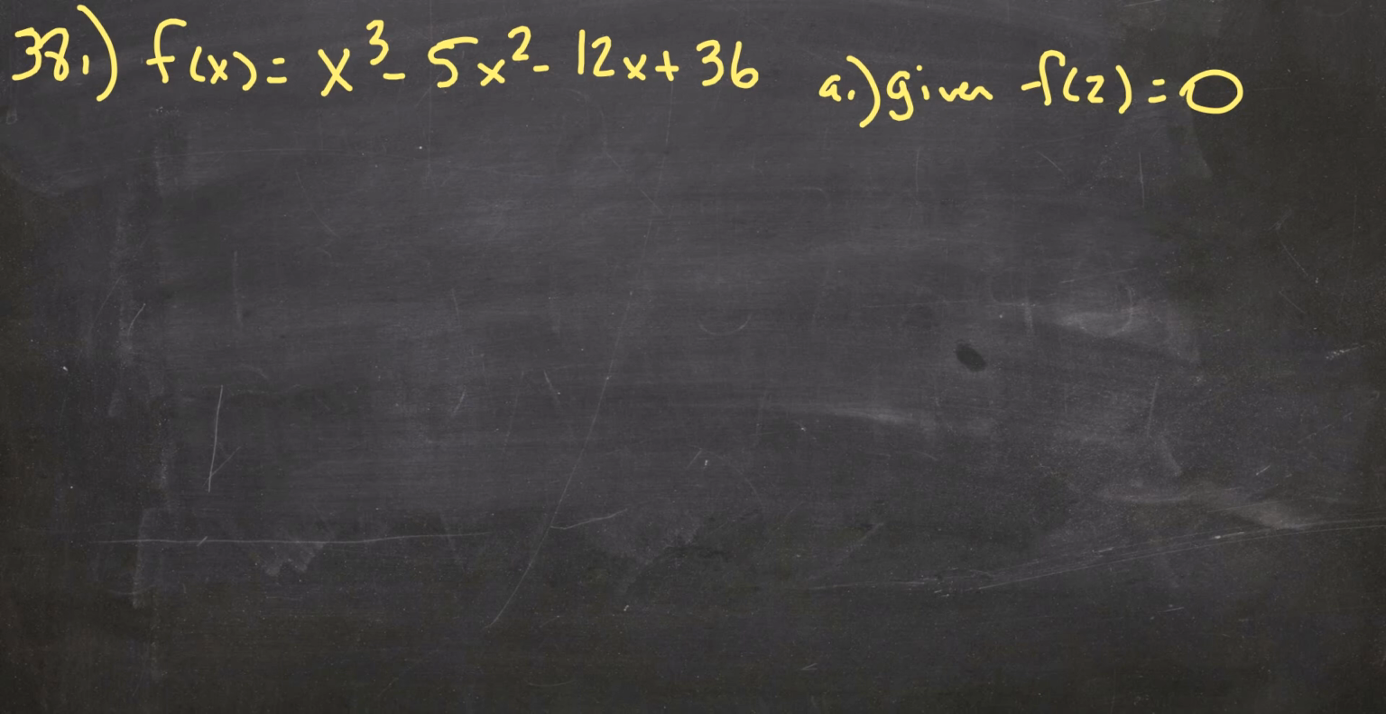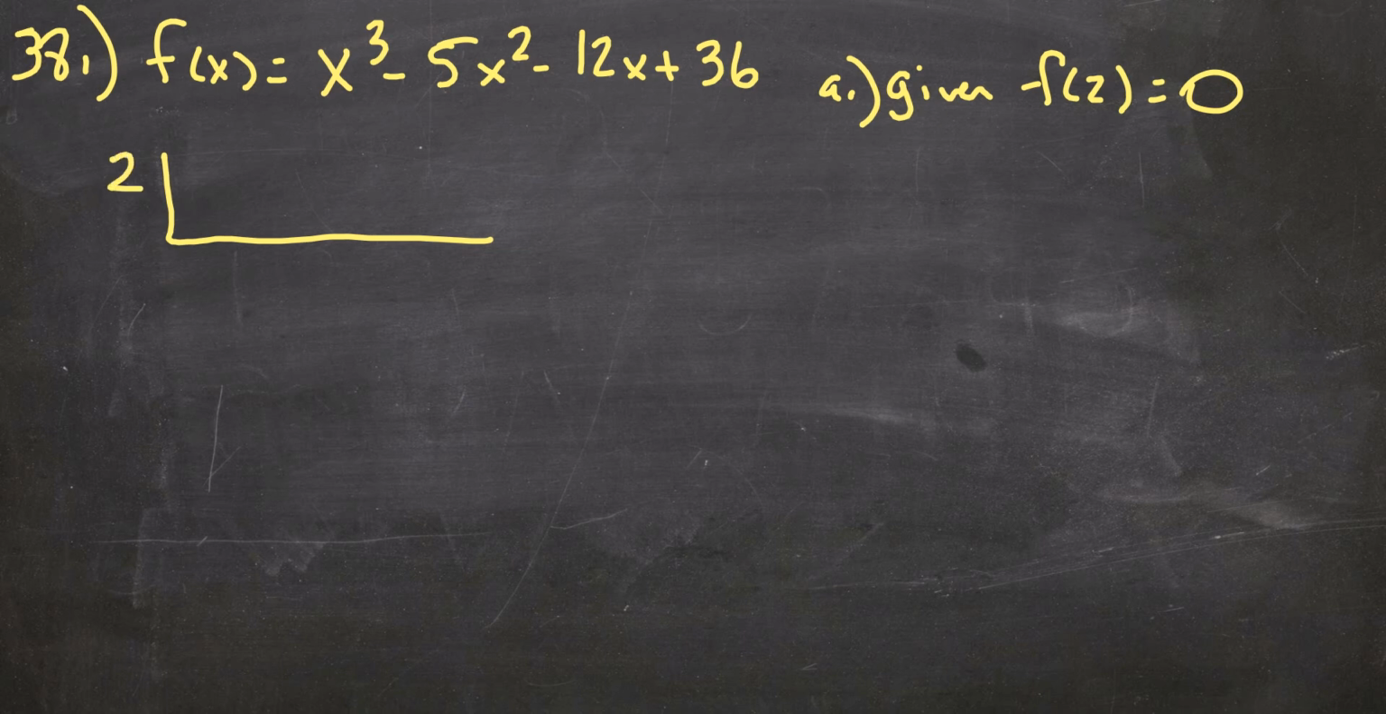Alright, so 38 says, I have this function x cubed minus 5x squared minus 12x plus 36, and f of 2 equals 0. So find the other zeros. So that's just like numbers 32 and 34. So I'm going to make my box. So I'm going to put 2 on the outside.